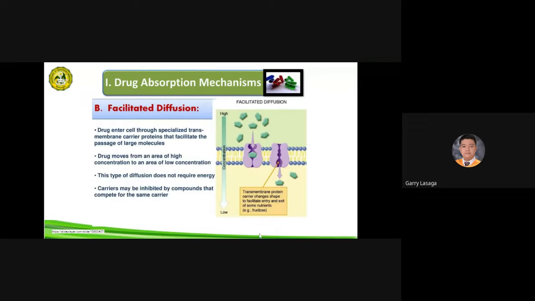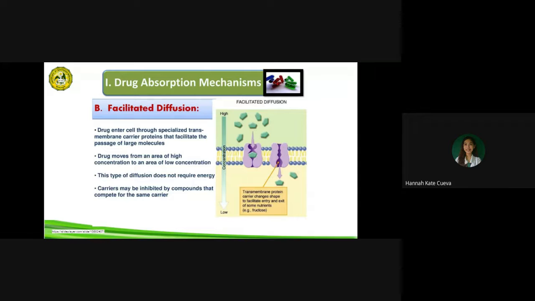So why do you think that fructose needs a carrier protein in order for it to be transported in the membrane? So what could be the reason why our sugar molecule fructose needs a carrier protein in order for it to be transported in our membrane? What is the reason? Why? Any idea from the group? Why does fructose need a carrier protein in order for it to cross the membrane?